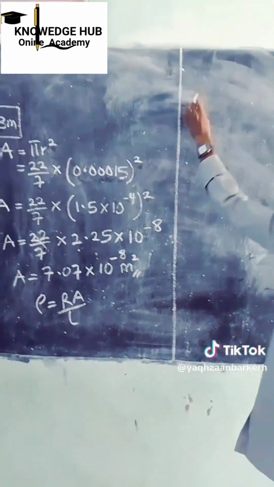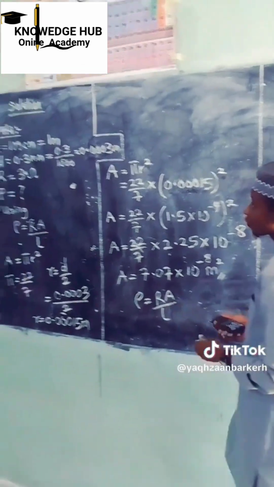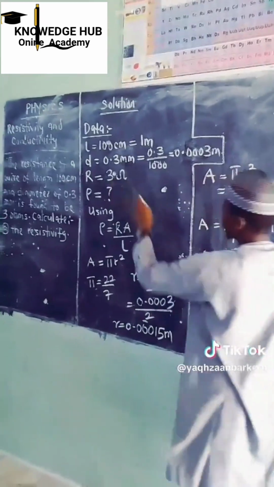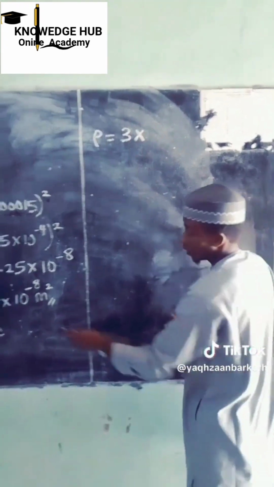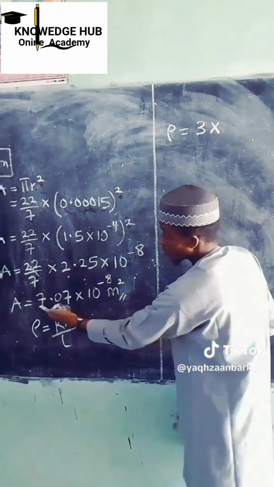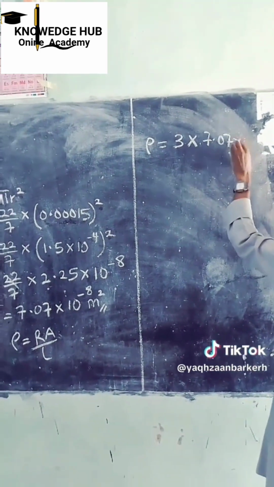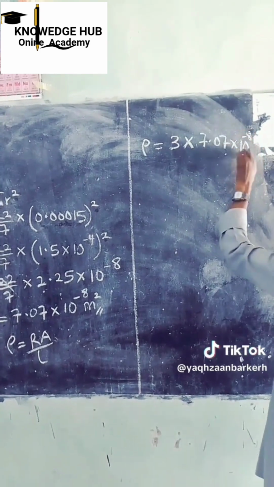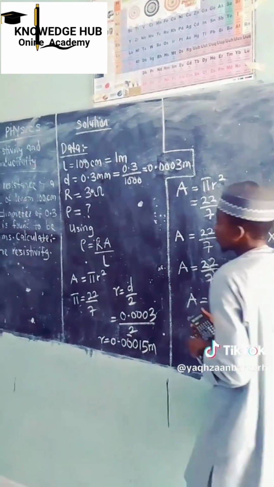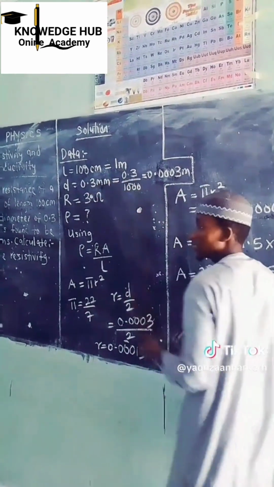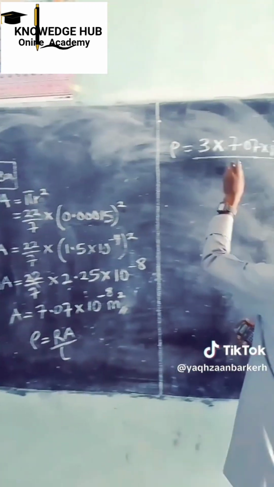So now we are going to say resistivity is equal to, this R stands for resistor. From the question we have resistor as 3 ohms. So now we are going to substitute the value of resistor. We are going to say 3 times, then this A is what? Area. We are finding the area, and it is 7.07 times 10 to the power of minus 8, all divided by length. This L stands for length, and our length they give us in centimeter, then we are converting that into meter. So that's why we have 1 meter. So our length now is 1.